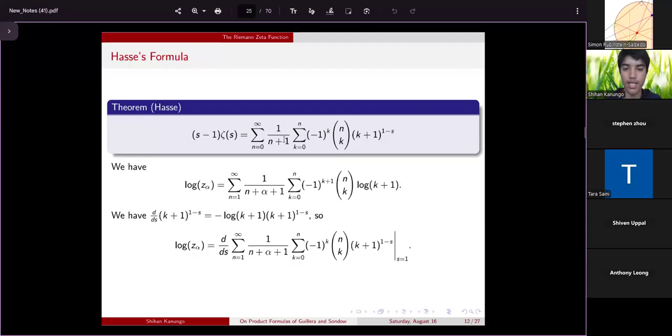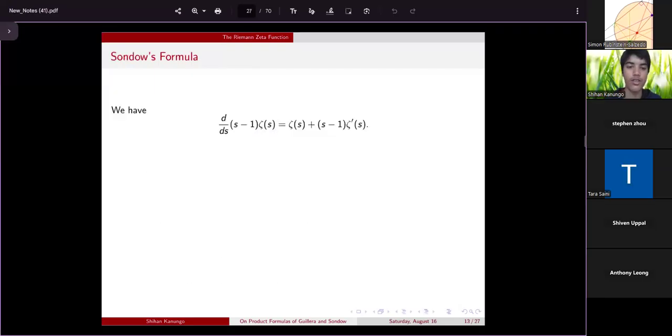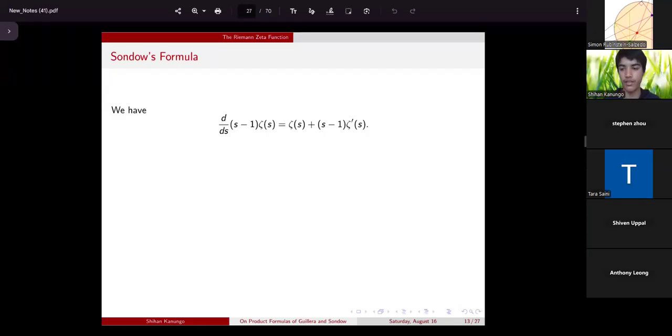And now this sum is the same as this sum, except there's an alpha here. If alpha equals 0, then they're exactly the same. So we get that log of z0 is the derivative of (s minus 1) times zeta of s at s equals 1. Now we can go further and just evaluate this derivative. If we use the product rule, then the derivative of (s minus 1) times zeta of s is zeta of s plus (s minus 1) times zeta prime of s.